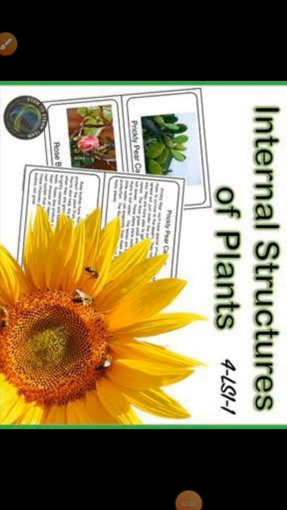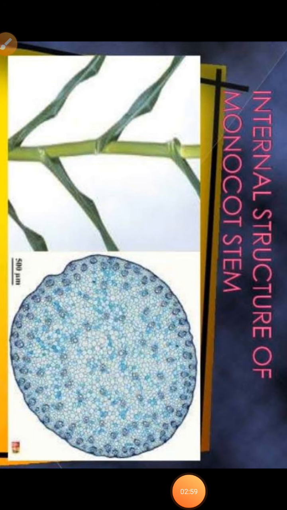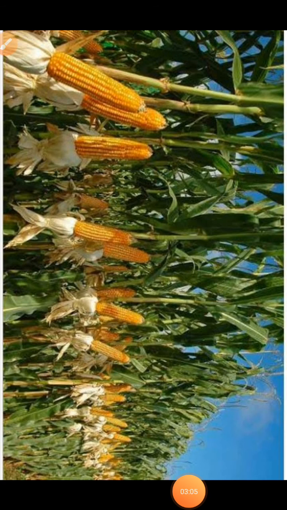What is meant by internal structure of plants? My dears, interior construction or arrangement of plants. According to our topic, monocot stem, dicot stem. Okay. So, now we come closer to our topic. Today we are going to learn about the internal structure of dicot stem, example, sunflower, and the internal structure of monocot stem, for example, maize.